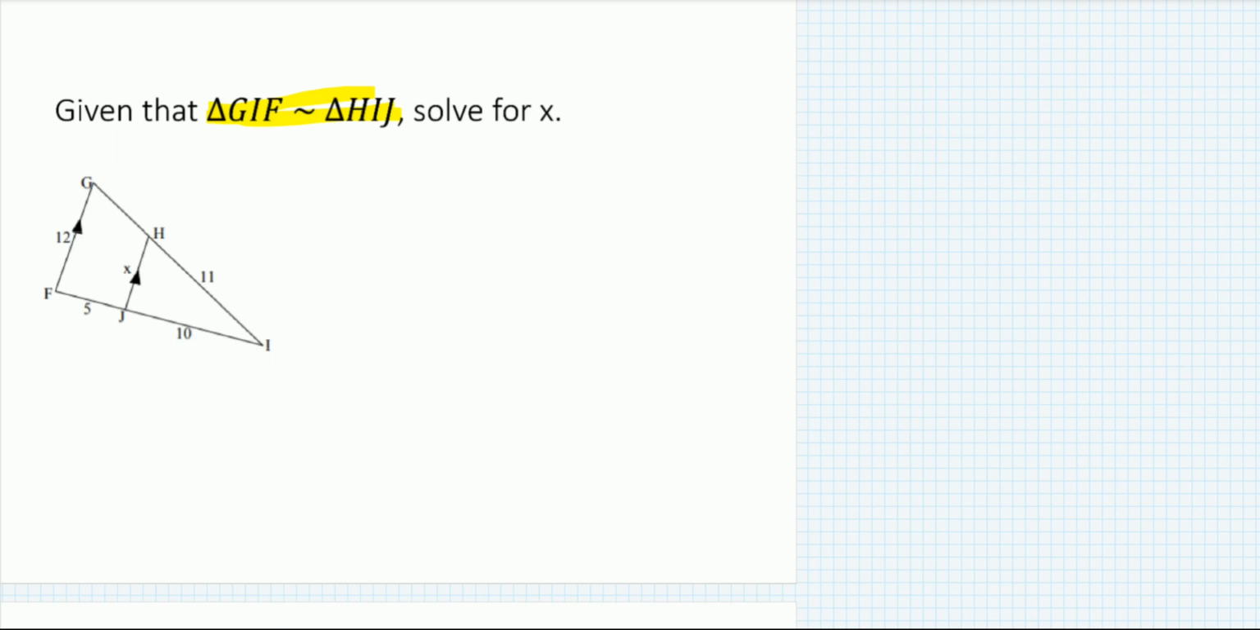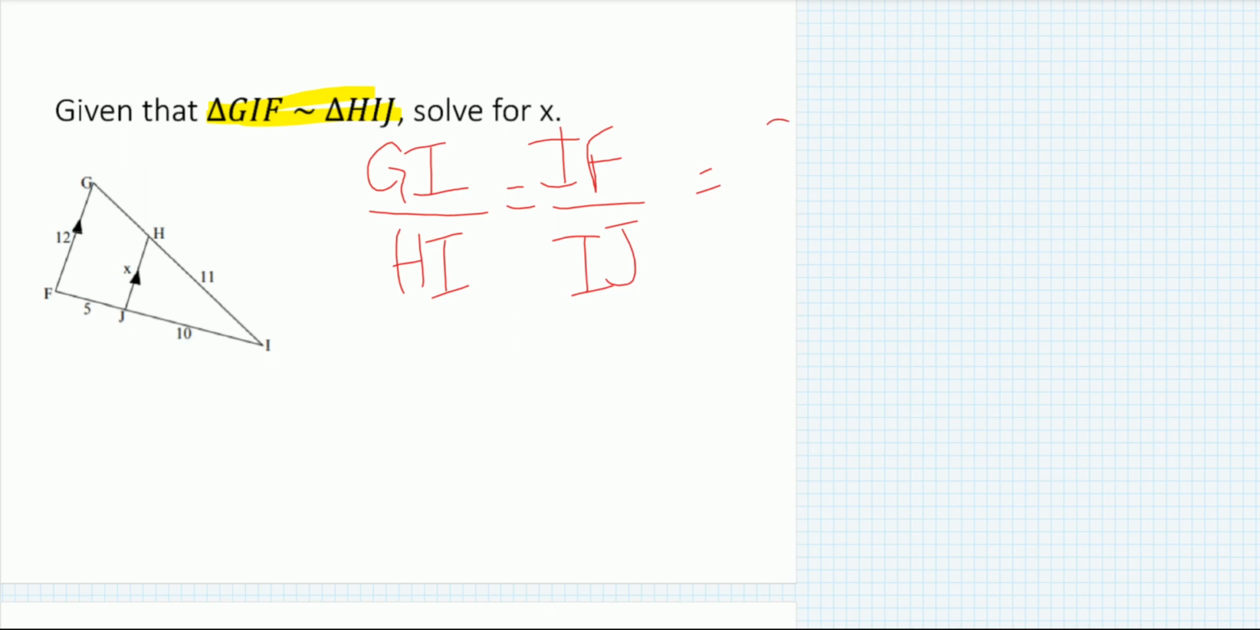My proportions are going to be equal to, let's see, GI over HI, IF over IJ, and then GF over HJ. Okay, substituting. If you notice, GI is this long one. So if you need to, go ahead and separate the two triangles. Notice the longer side is going to be the addition of the two sections if they give it to you. If they don't, we can just leave it as a question mark.